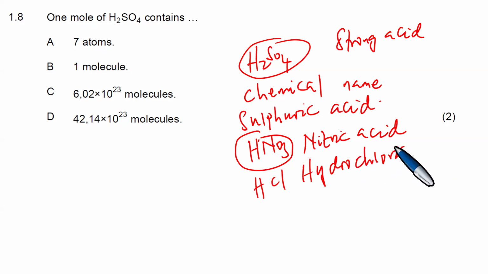Hydrochloric acid. Okay, right. So 1 mole of H2SO4 contains what? 7 atoms, 1 molecule, 6,02 times 10 to the 23 molecules, or 42,14 times 10 to the 23 molecules? Anyone who thinks of the answer here, what do you think?